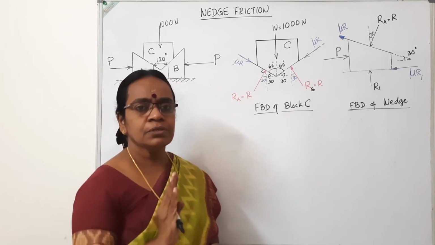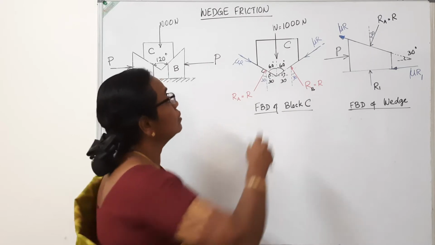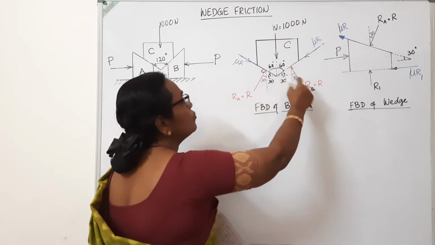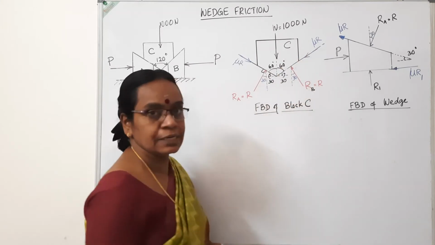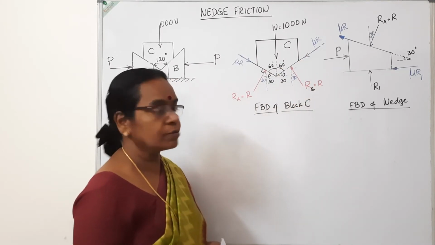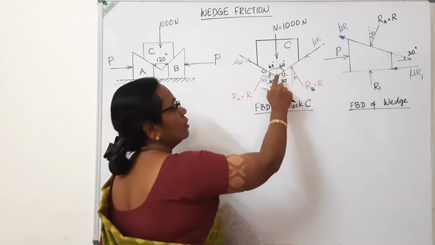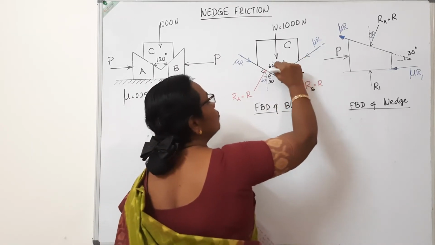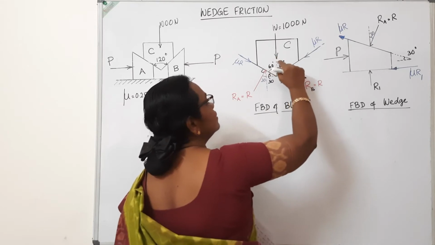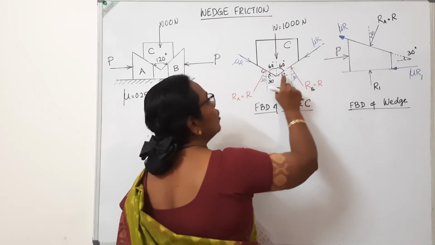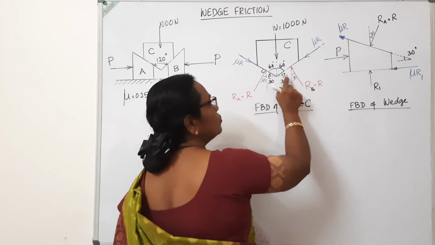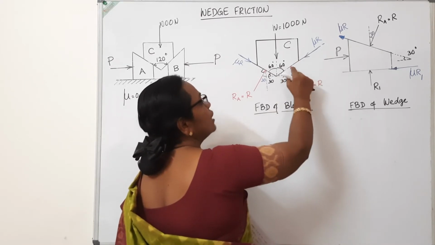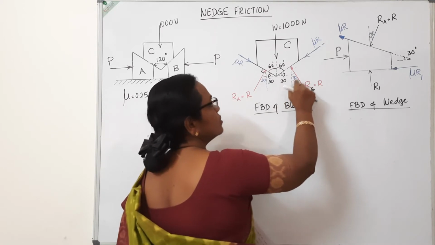For that we have to resolve the inclined forces. Here the force W is downward. These two forces and mu R are on inclined surfaces, so we have to resolve them. The angle between the inclined surface and the vertical is 60 degrees, or the angle between the inclined surface and the horizontal is 30 degrees. Hence, the angle between the normal reaction and the vertical will also be equal to 30 degrees.